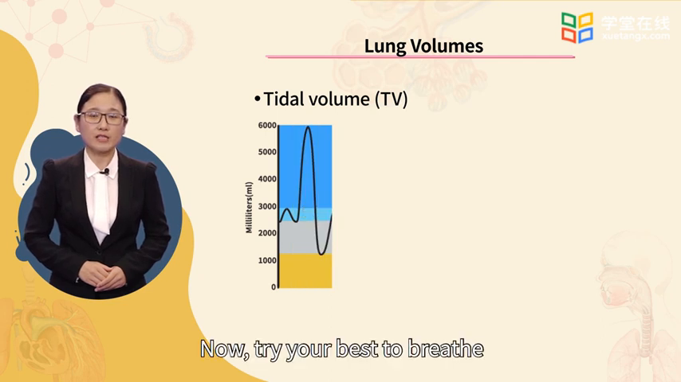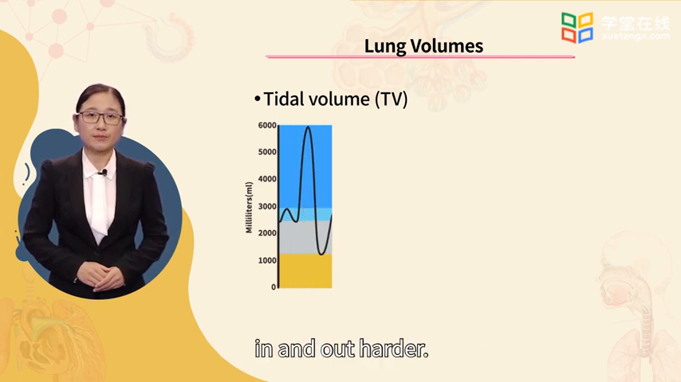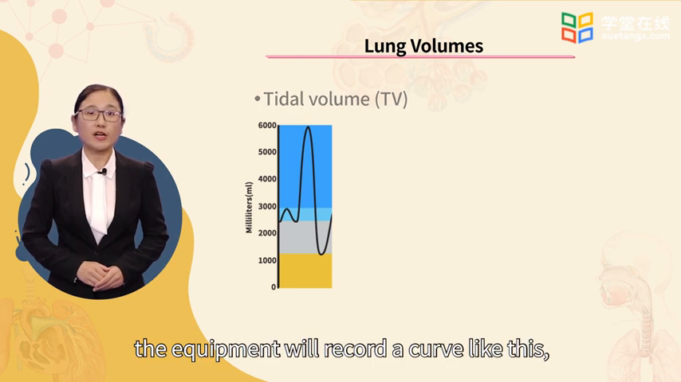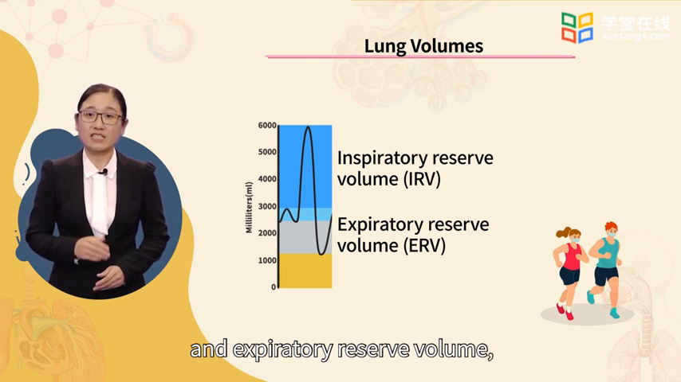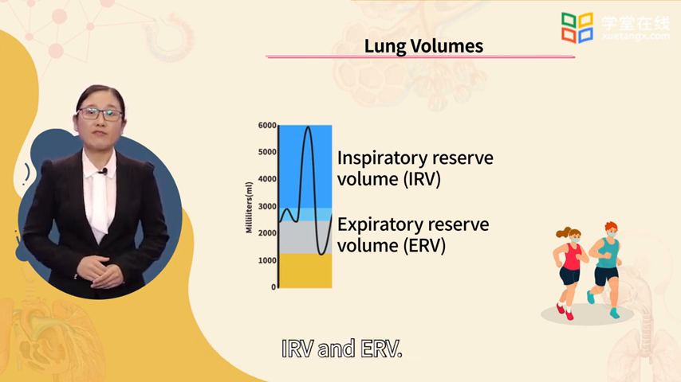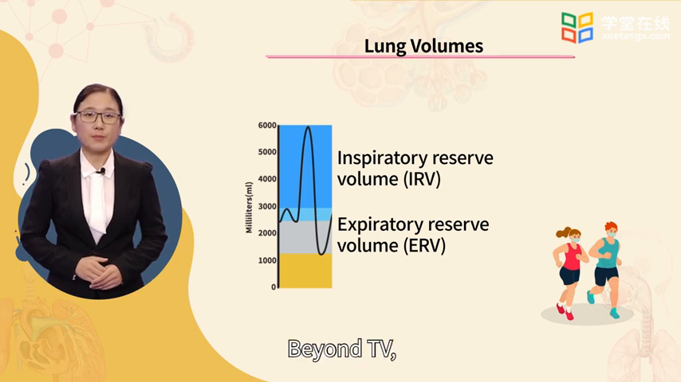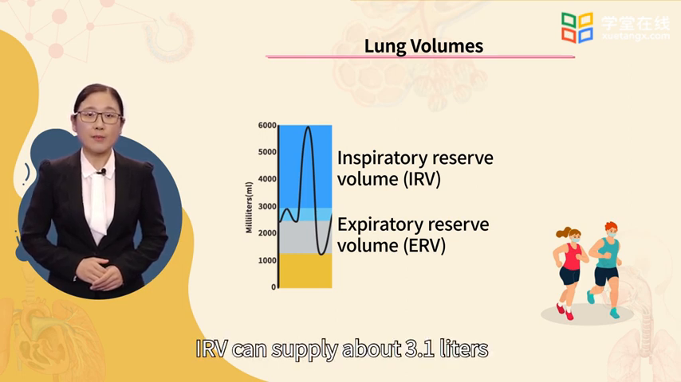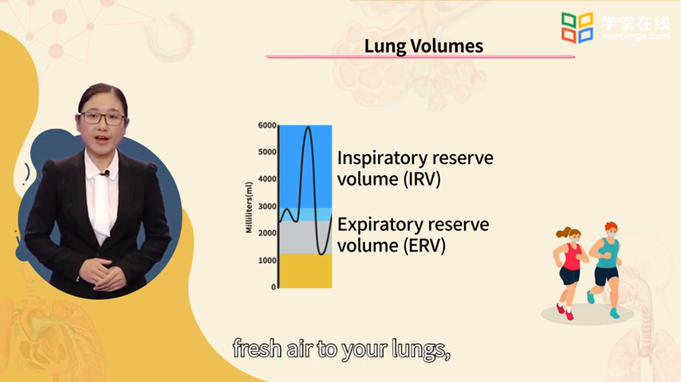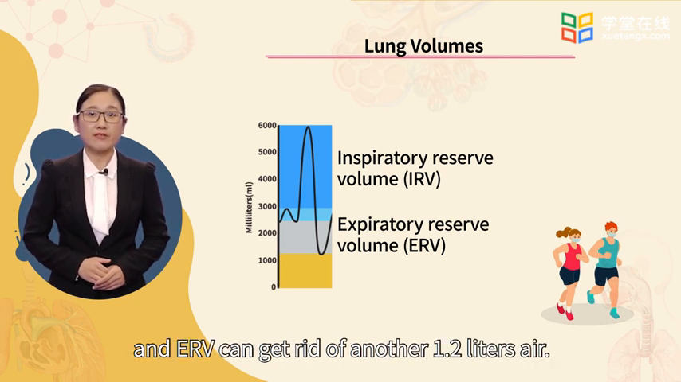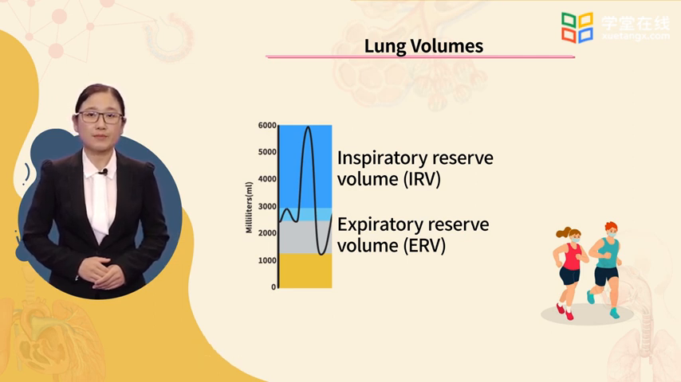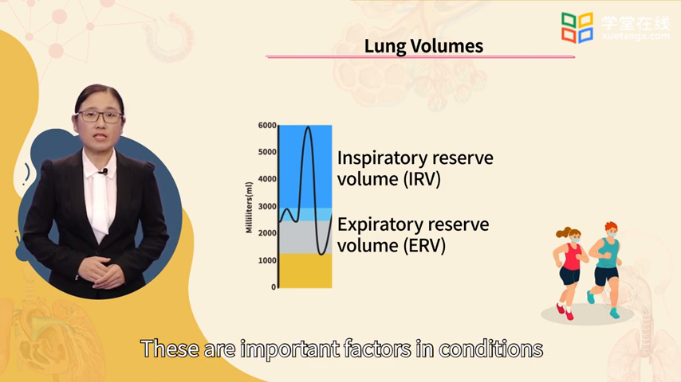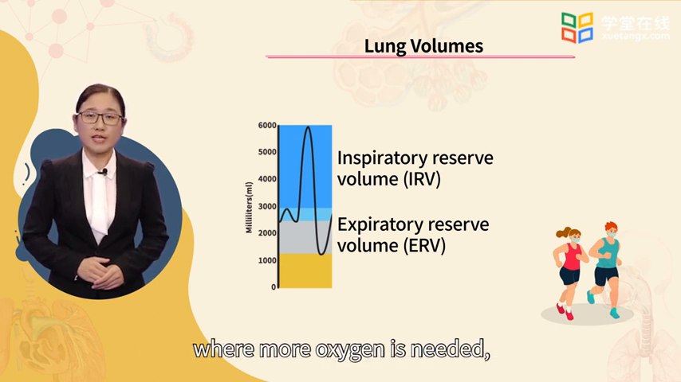Now, try your best to breathe in and out harder. The equipment will record a curve like this, called inspiratory reserve volume and expiratory reserve volume, IRV and ERV. Beyond TV, IRV can supply about 3.1 liters of fresh air to your lungs, and ERV can get rid of another 1.2 liters of air. These are important factors in conditions where more oxygen is needed, such as exercise.